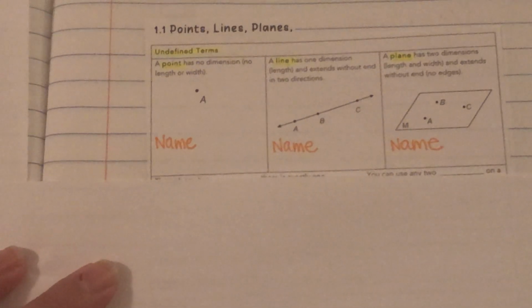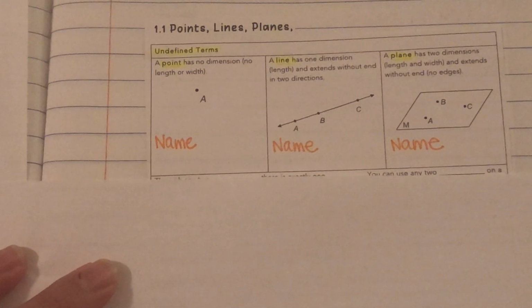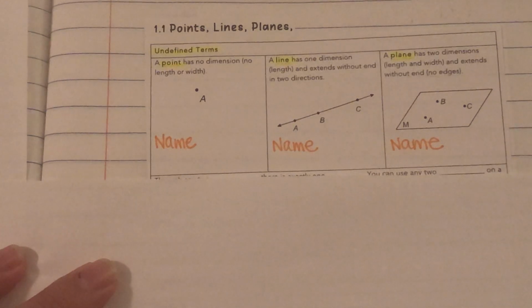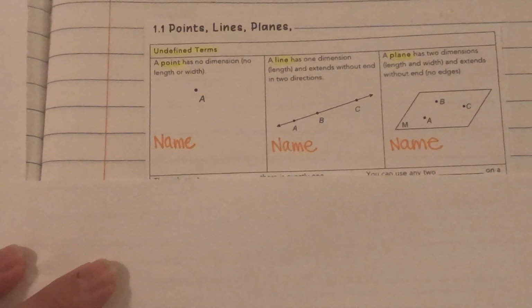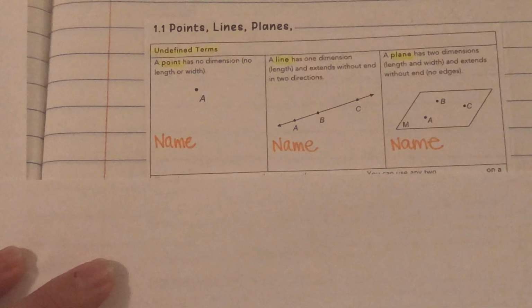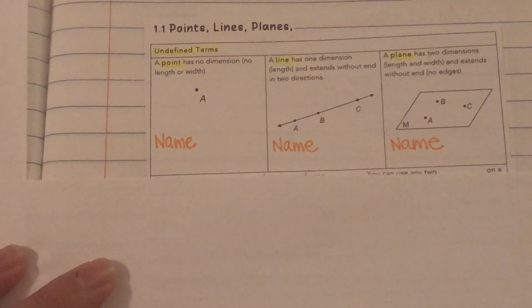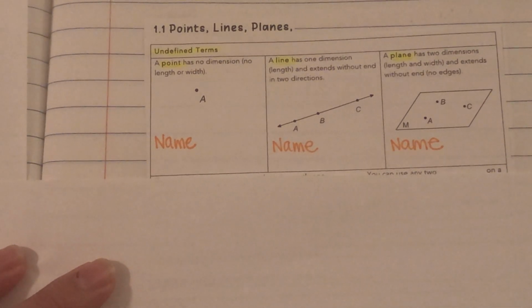So a point, it has no dimension. There's no length or width. It looks like a dot. You graphed them on a coordinate plane on an X and Y axis in algebra. You will do that again in algebra 2. In geometry, we just talk about points in space.